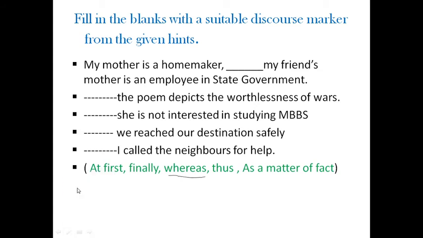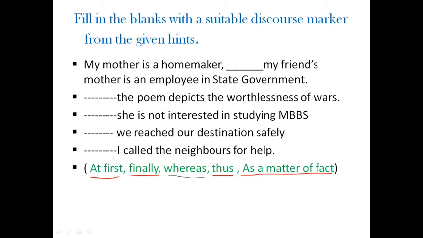Second question: dash, the poem depicts the worthlessness of war. So it is about a result. To arrive at a result we use thus or as a result. Answer is thus. Third question: dash, she is not interested in studying MBBS. As a matter of fact, she is not interested in studying MBBS. Next question: dash, we reached our destination safely. Finally. Next: dash, I called the neighbors for help at first. So these are the answers.